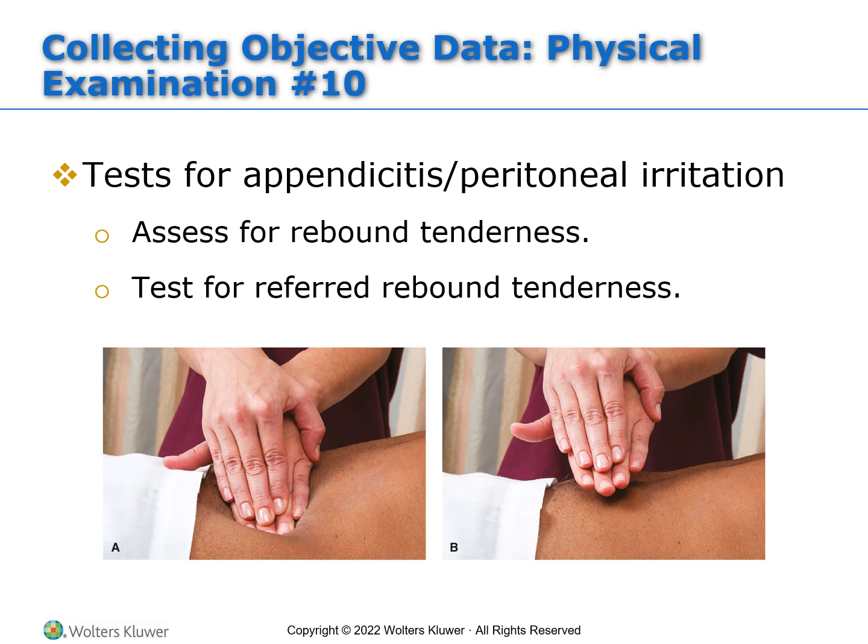Tests for referred rebound tenderness: palpate deeply in the left lower quadrant and release the pressure. If pain is felt in the right lower quadrant during pressure in the left lower quadrant, that is a positive Rovsing sign. It suggests acute appendicitis. Avoid continued palpation when test findings are positive for appendicitis because of the danger of rupturing the appendix.